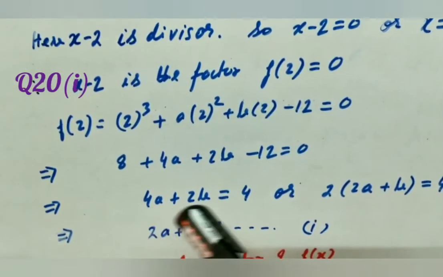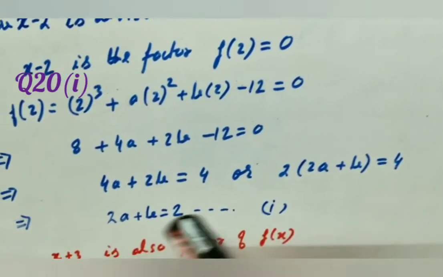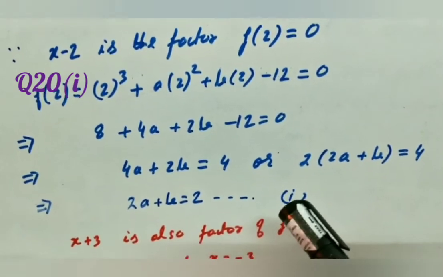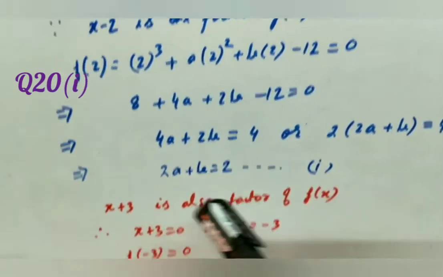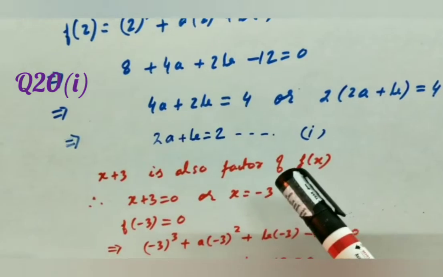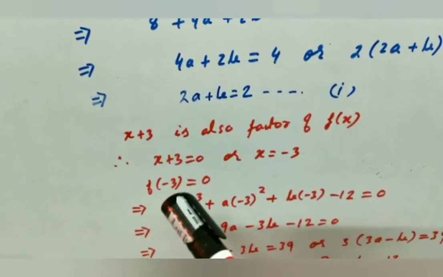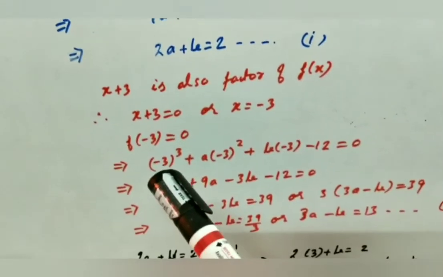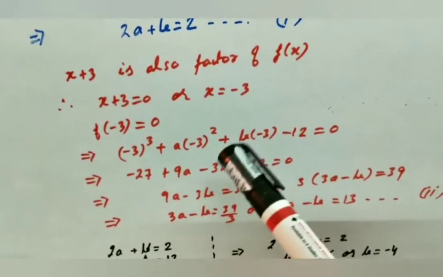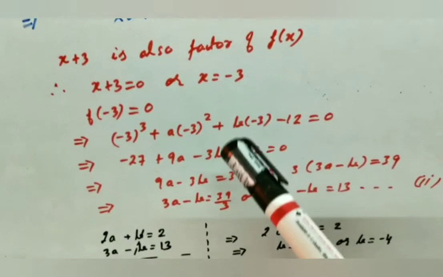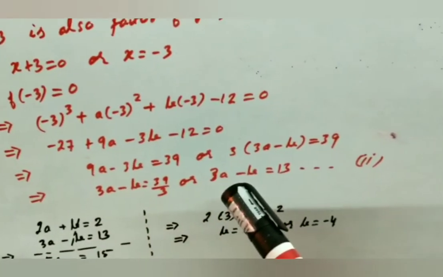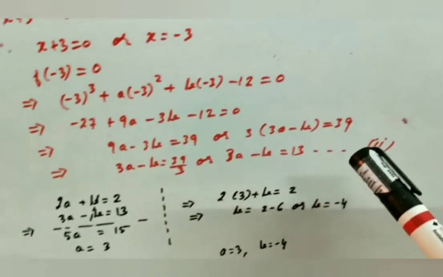I get the first equation. By simplifying this, 2a plus b is equal to 2. First equation. x plus 3 is also a factor. So x is equal to minus 3 because it's a divisor. f(-3) is also 0. So x cube plus ax square plus bx minus 12 is equal to 0. By simplifying this, I get the second equation, 3a minus b is equal to 13.